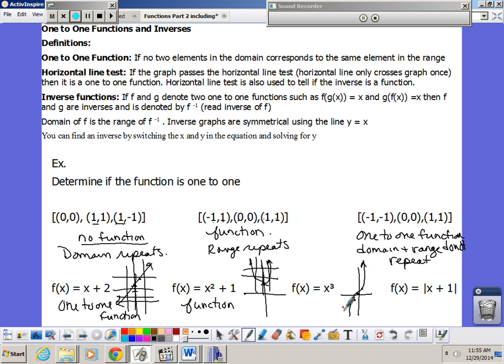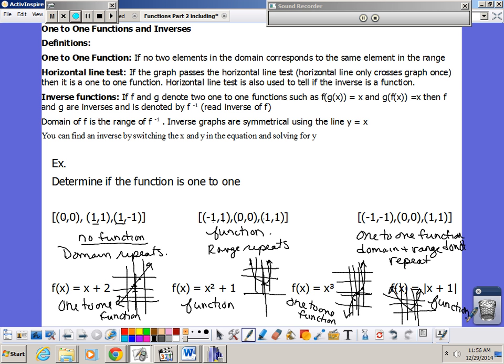Do my S-graph, passes the vertical line test, passes the horizontal line test, it's a one-to-one function. That moves it left 1, graph it, passes the vertical line test, fails the horizontal line test, so it's a function, but not a one-to-one function.